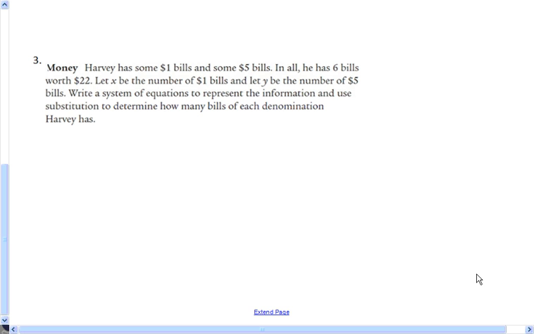It says Harvey has some $1 bills and $5 bills, and all he has is 6 bills worth $22. Let x be the number of $1 bills. Let y be the number of $5 bills. So let's just remember x is the number of $1 bills, and y is the number of $5 bills. Write a system of equations to represent the information and use substitution. I'm going to change that. We're going to use graphing to determine how many bills of each denomination.